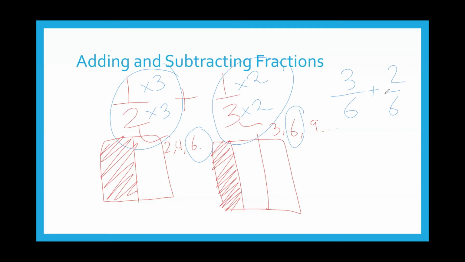So now, because they are the same size piece, I have 3/6 plus 2/6, which just equals 5/6. So how that would look in a picture.